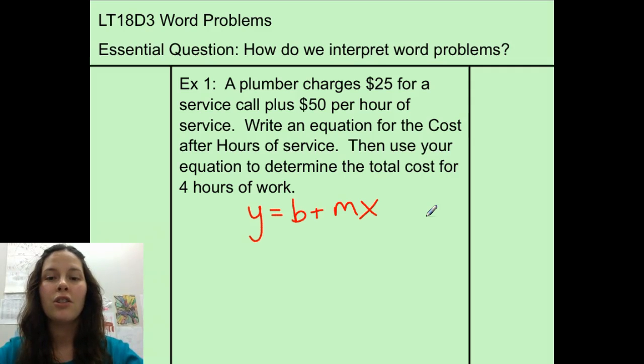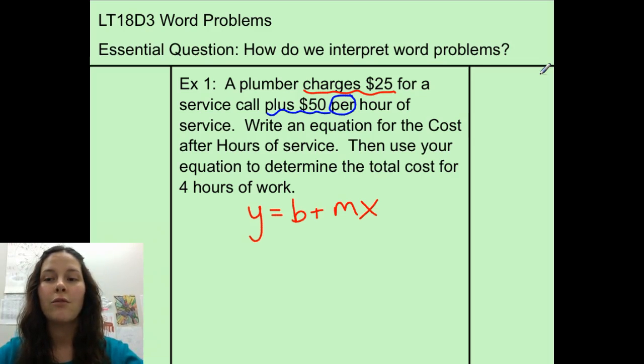A plumber charges $25 for a service call. That's the amount that they charge no matter what. Then, plus, there's our change. One key word that you want to look for in word problems, for lines anyway, is this word per. We've been focusing on rate of change. We've been setting up lots of different rates of change, and they all have the word per. Dollars per hour, miles per hour, centimeters per second. They all have the word per. Per tells you that you're looking at a rate of change. So that's what you're going to multiply by your x.